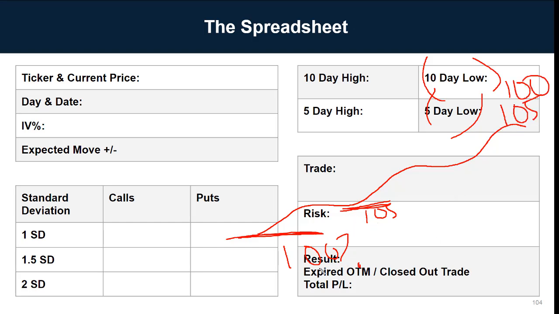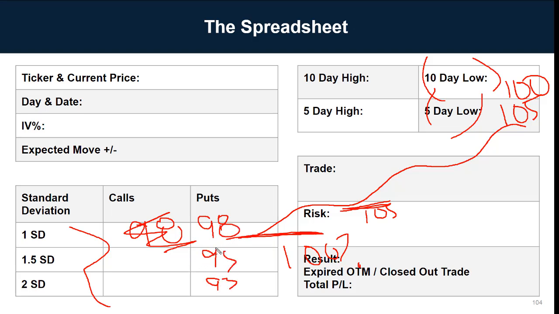So what you want to do is you want to sell outside of this range. So you want to look at your standard deviation calculator right here. And let's say one standard deviation is going to be 98. Or sorry, not on the calls, 98. Okay, and then let's say it's 95 and let's say it's 93. That's not right, but I'm just doing it for an explanation. So then you look at this and you say, oh, okay, well, is that outside of the 10-day low?